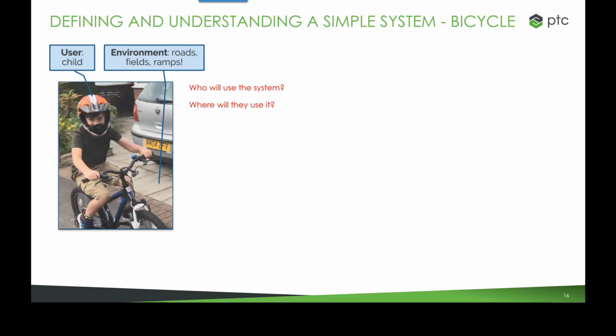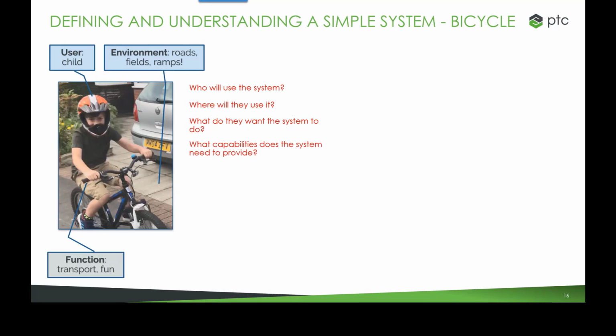So we now know what environment our system operates in. What do they want the system to do? Well, the functions that the user wants are transport and fun. Probably fun first for a child's bike. So then the next question we ask is, what capabilities does the system need to provide? And this then gives us the behavior of the system. It needs to be able to move, steer, stop, and optionally jump.